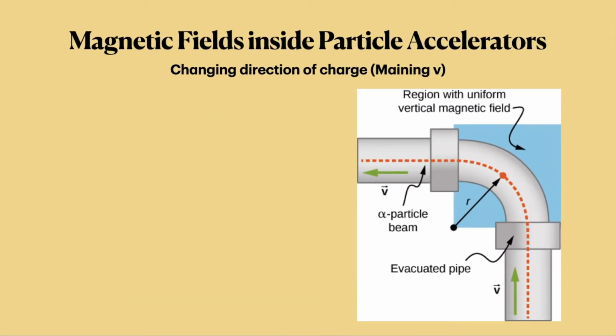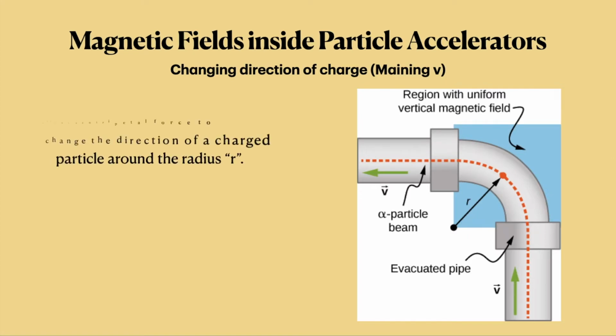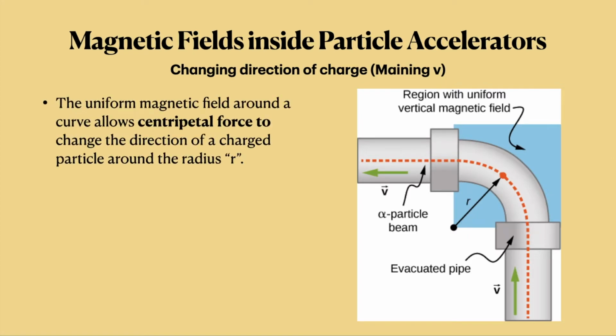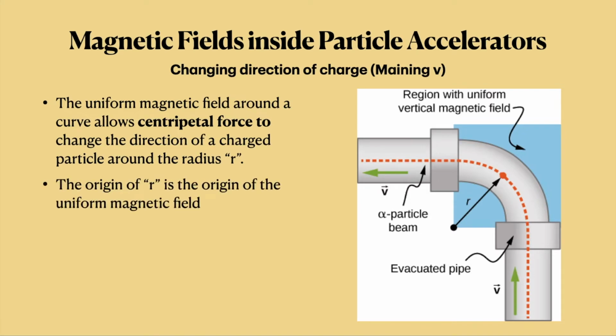Now, let's go to how magnetic fields are applied inside particle accelerators to gain a better understanding. In this case, I want you to imagine that in the image there, the radius r is basically the start of the magnetic field, and therefore the centripetal motion will act around it. So that's sort of your leverage. And the origin of r is the origin of the uniform magnetic field.